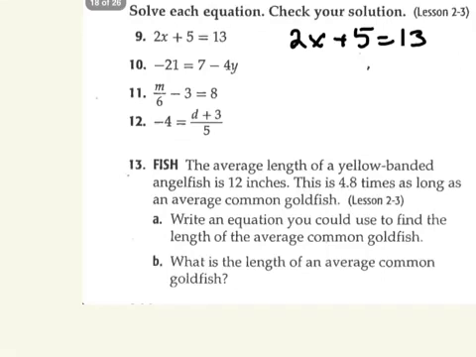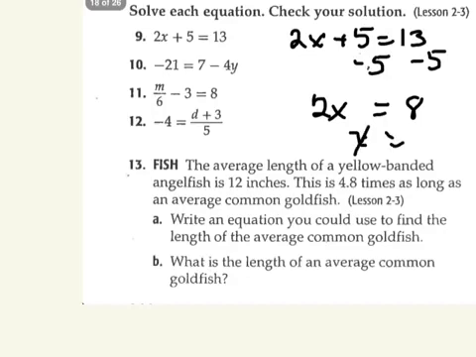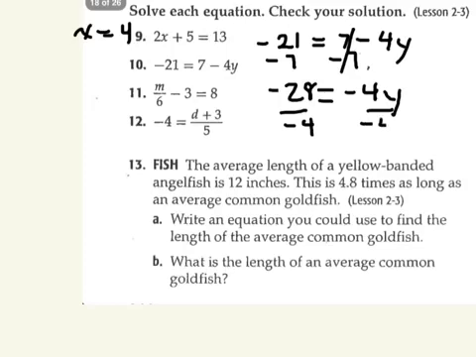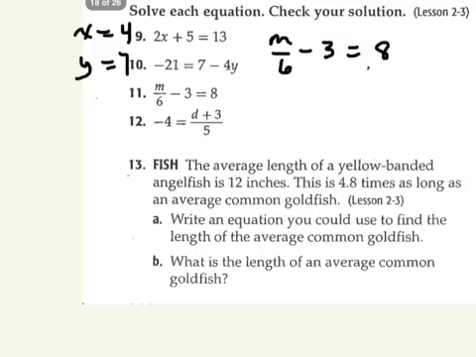For number 9, we're going to subtract 5 from both sides of the equation, isolating the 2x. And we finally get that 2x is equal to 8, and therefore x is equal to 4. With number 10, we want to isolate y, so we're going to get rid of 7 first by subtracting 7 from both sides. We end up with negative 4y is equal to negative 28. We're going to divide both sides by negative 4, and we finally get that y is equal to a positive 7.